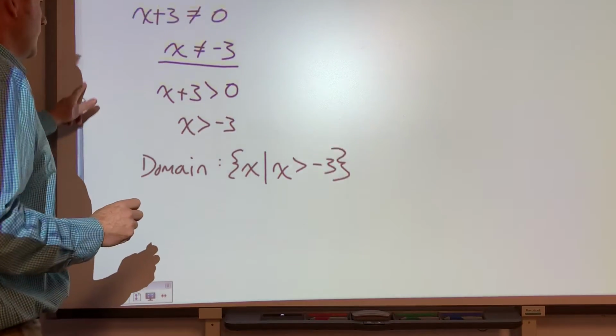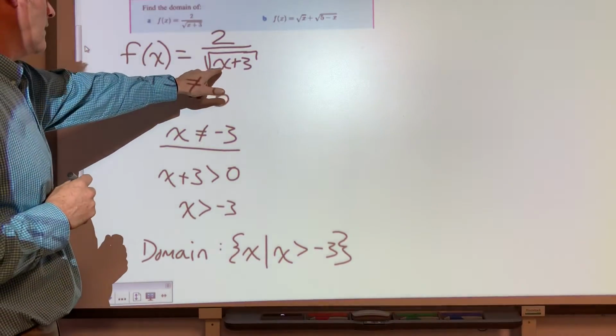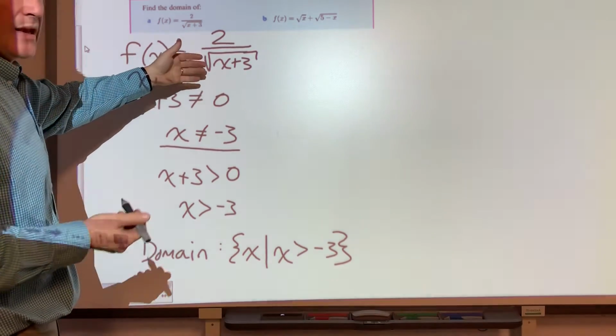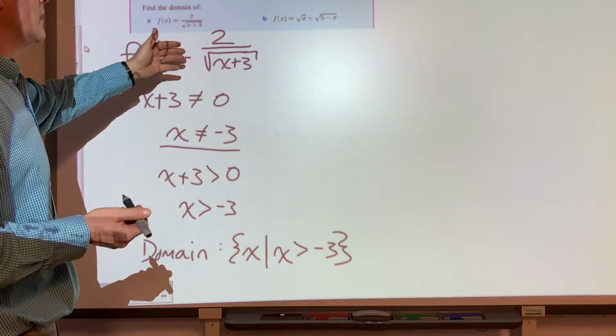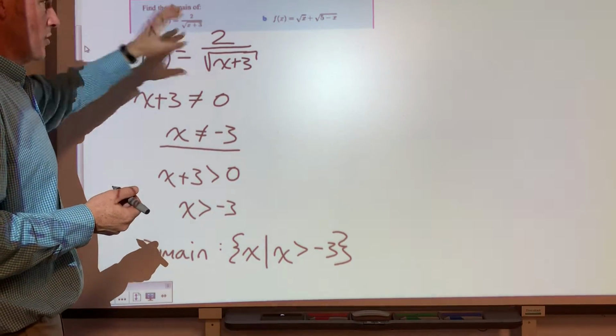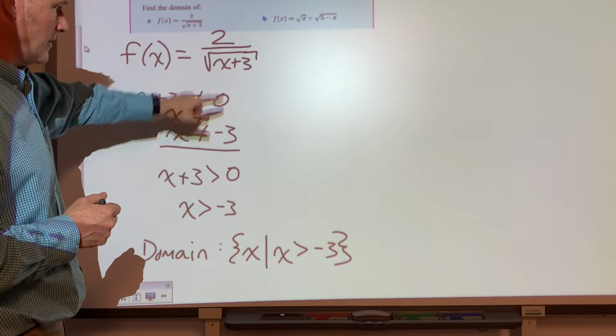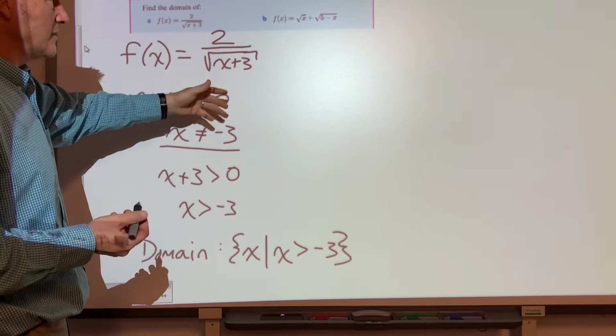Now, what happens if I put negative 4 in here? I have negative 4 plus 3, which gives me negative 1. The square root of negative 1, I don't know it. So I don't get an answer. It's not possible. If I have negative 3, that's back to negative 3 plus 3, I get 0.